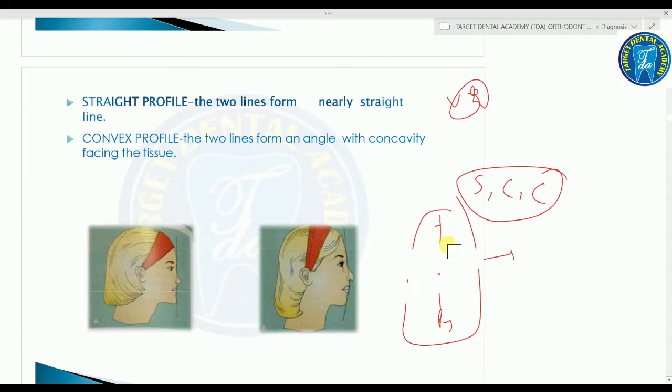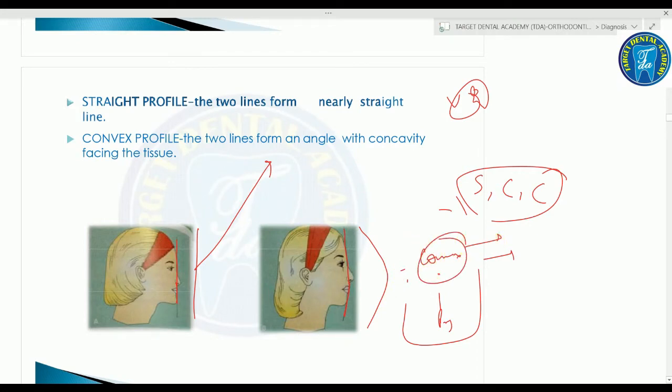So in case of a straight profile, the two lines, that is the line from the forehead to point A and from point A to pogonion, should be straight, then the patient has a straight profile. But if the line joining the forehead to point A is straight, but the line joining point A to pogonion is slightly deviated, then this is a convex facial profile.